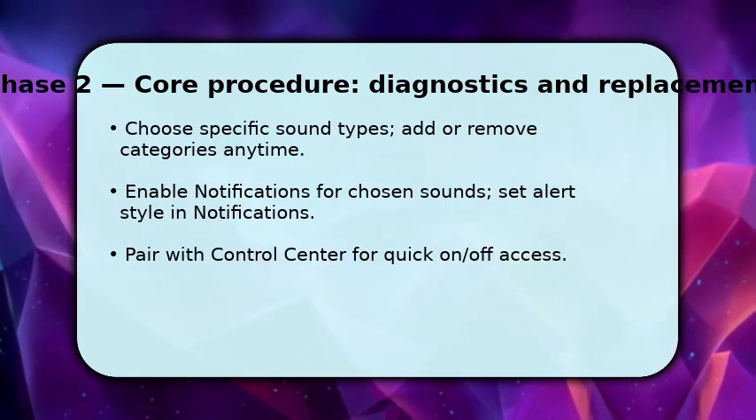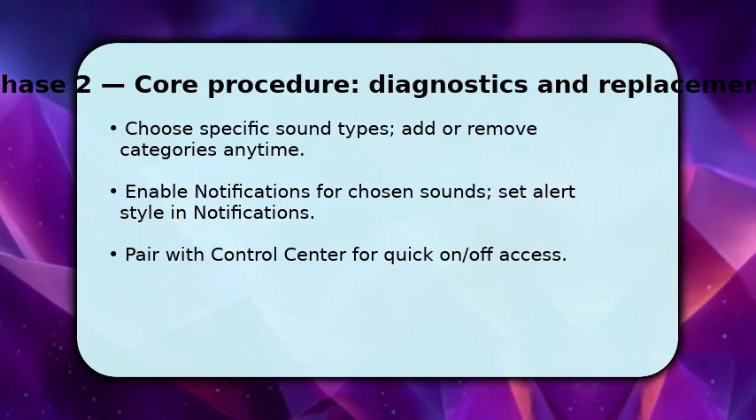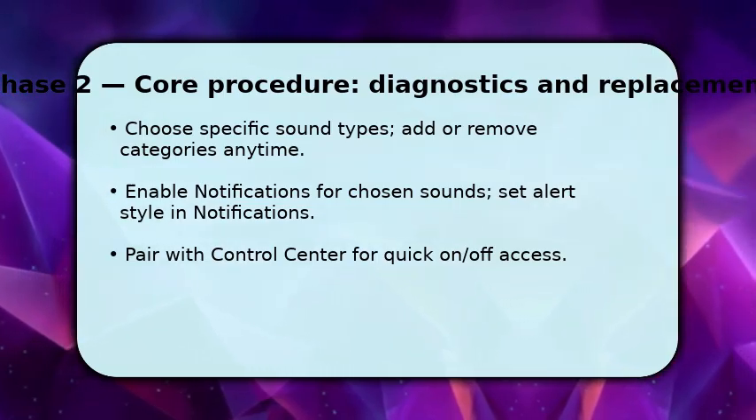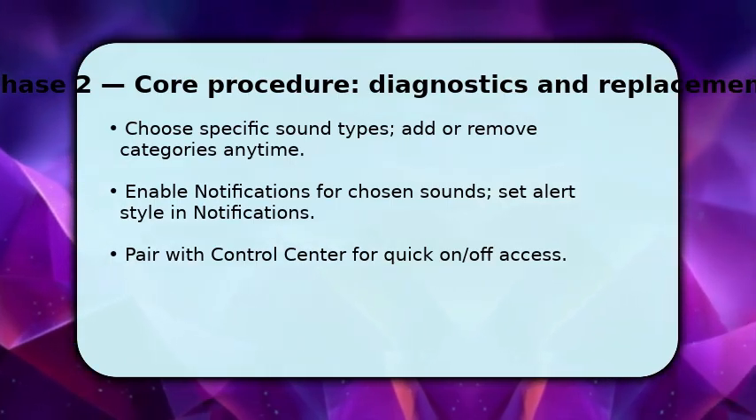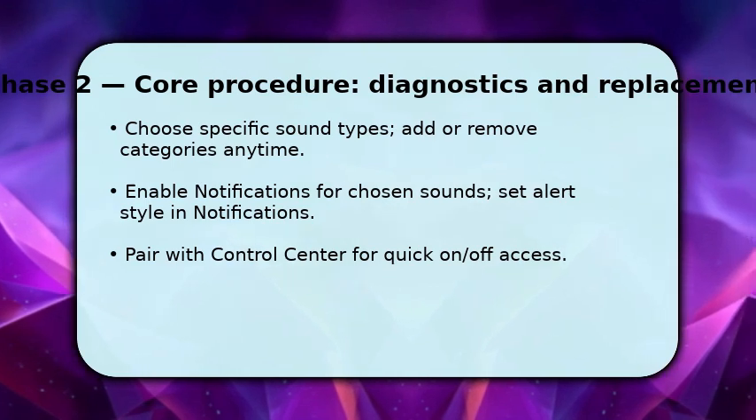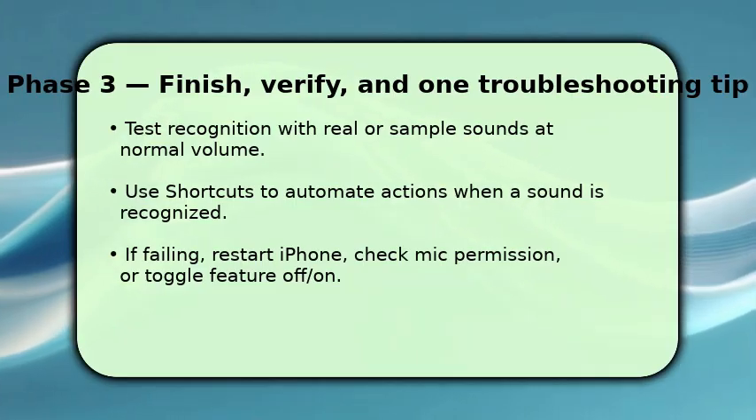Make sure your alert style is prominent: banners, sounds, or badge, and pair the feature with Control Center for instant toggling. This focused setup reduces false positives and conserves battery, since the system listens only for chosen sound signatures, rather than every ambient noise. Finally, validate the configuration by testing with real-world examples.